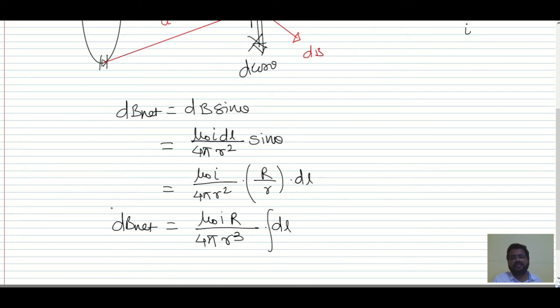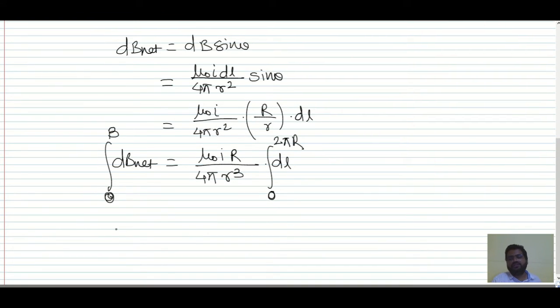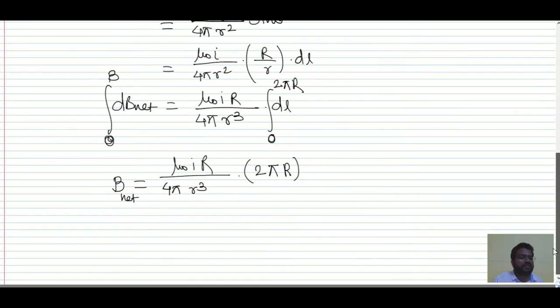Now just integrate it. For 0 length, let us consider the magnetic field as 0 Tesla. For the entire 2 pi r length, what is the magnetic field? That is what we have to calculate. So if you integrate this, you will get B net, which is equal to mu naught I capital R divided by 4 pi small r cube into the integral of dl. The integration of dl is L, and with the upper limit we put, you will get 2 pi into capital R.